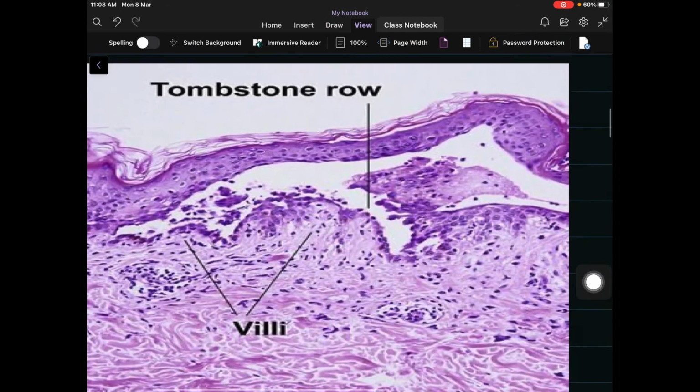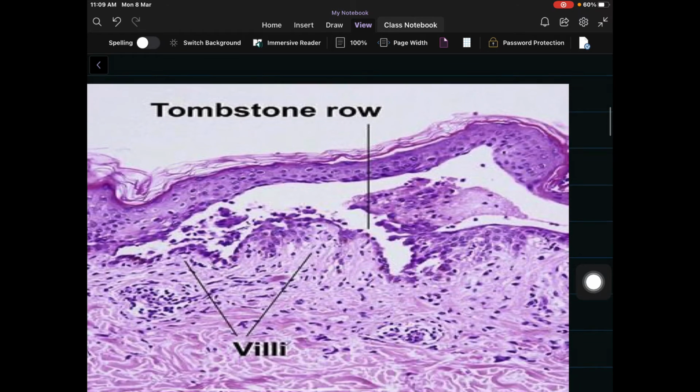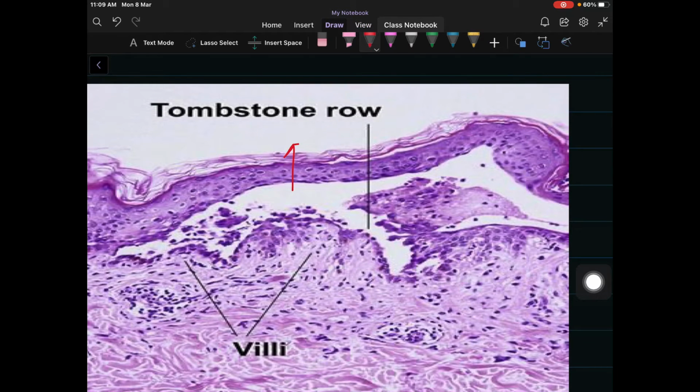In the third picture we can see the tombstone appearance. Tombstone appearance is nothing but the upper layer of the skin, or the epidermis of any tissue, gets sloughed off, leaving the bottom.